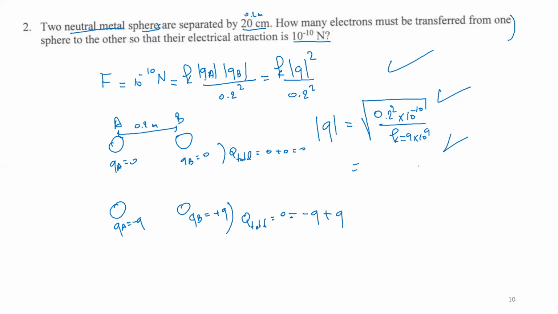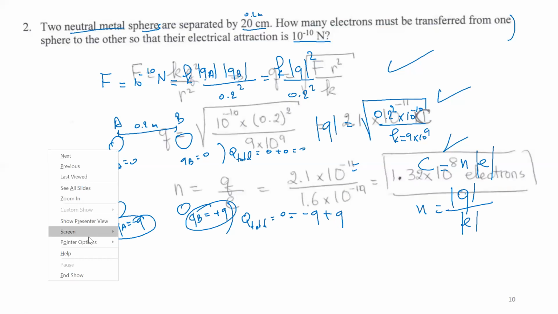Once I get Q in Coulomb, I say that the charge is quantized, so it is equal to N multiplied by E, E being the elementary charge. So N will be just the Q that I find divided by E. And that will give me how many electrons have been transferred from one sphere to the other sphere. Again, after I transfer, QA is minus Q, QB is plus Q. Is it clear?